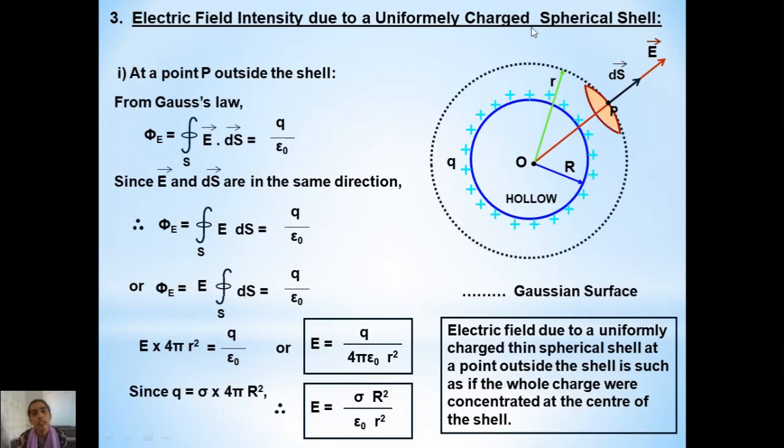And what about the electric field intensity direction outside the spherical shell? Obviously it will be radially in outward direction. It is because the spherical shell what we are considering is positively charged. If it was negatively charged, then it will be acting radially in inward direction.